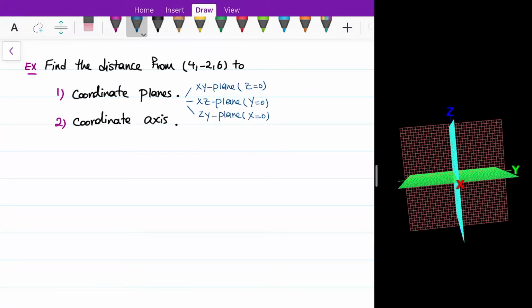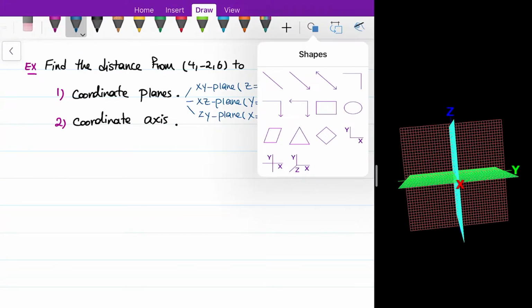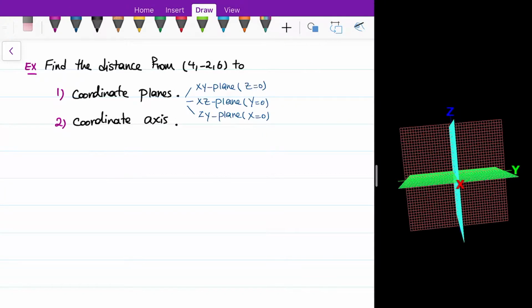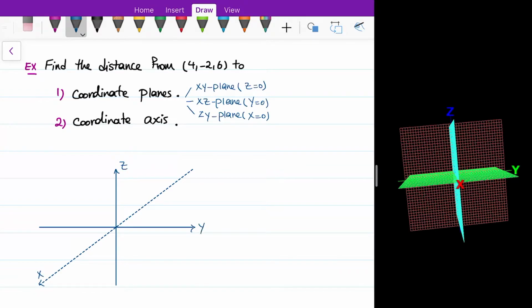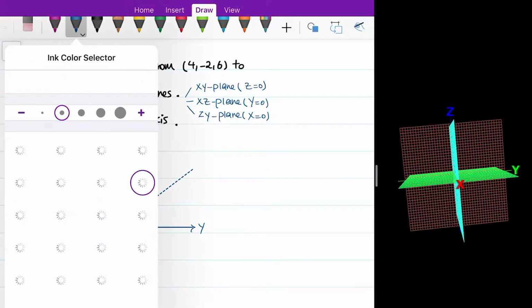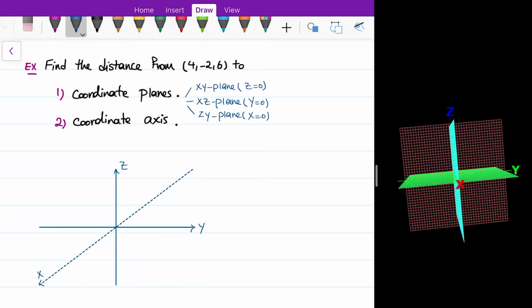Okay, now I want to graph the point and see where the point is. So let me graph the point. Okay, this is the z-axis, x-axis, and y-axis. As I always say, graph whatever you can in the question, and also label the axes. Okay, so where is the point?